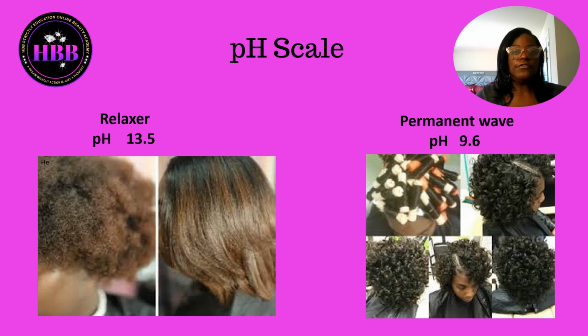So in this photo here, I have a relaxer where the hair was tightly coiled, and then we used a relaxer to straighten the hair out to make it smooth. All right. And then we have a permanent wave where the hair was rolled on rollers and the hair is curled. All right. So a permanent wave is around 9.6 on the pH scale.